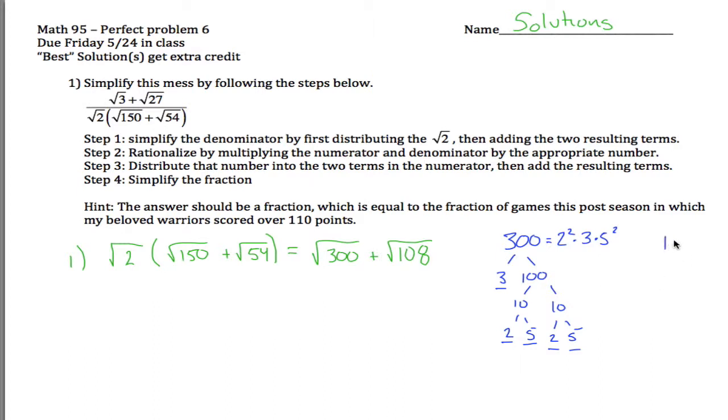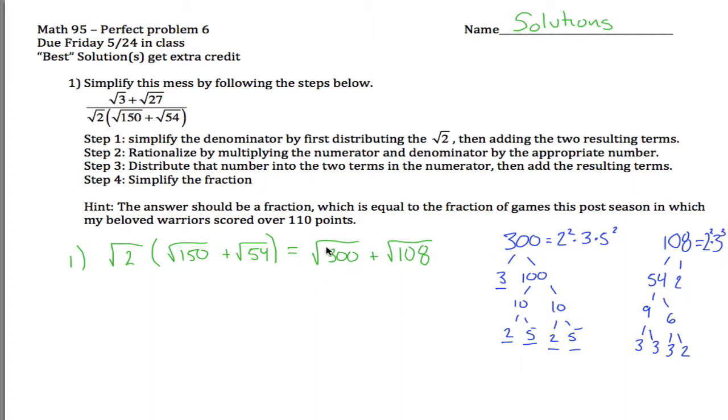And similarly, 108, I run out of room here, is an even number, so it's 2 times something. In this case, that something is 54. And 54 is 9 times 6. 9 is 3 times 3, and 6 is 3 times 2. So 108 is 2 times 2, in other words 2 squared, times 3 times 3 times 3, or 3 cubed.